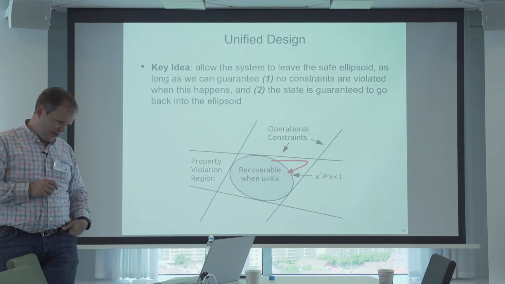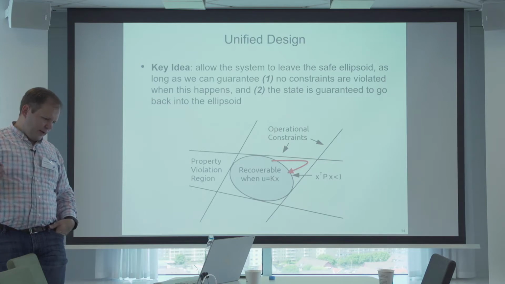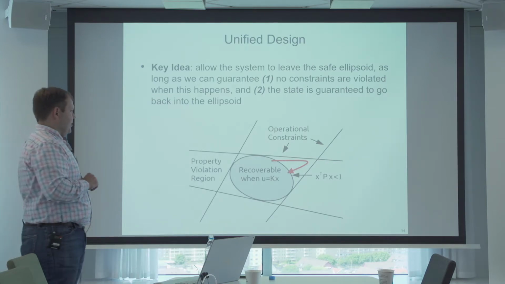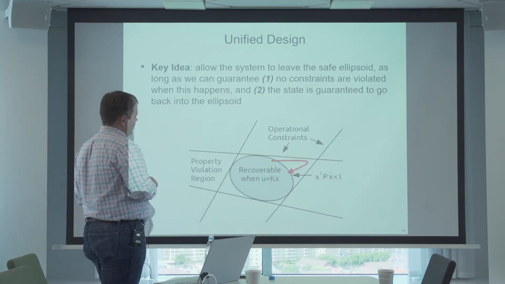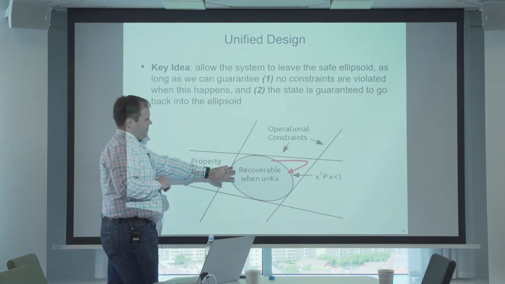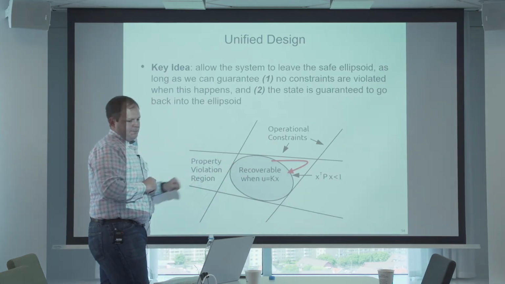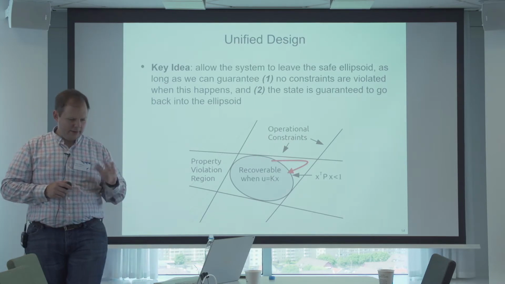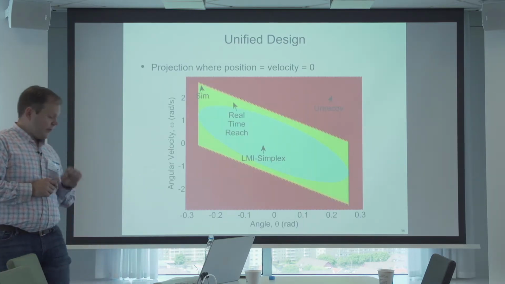So we'll let the system go outside of the ellipsoid as long as we can establish at runtime that none of our constraints will be violated and that we can get back inside of this, right? If we can't get back inside of it, then there could be a few problems.